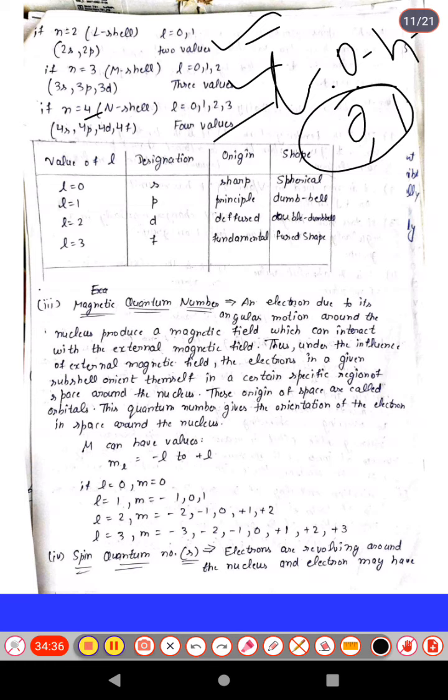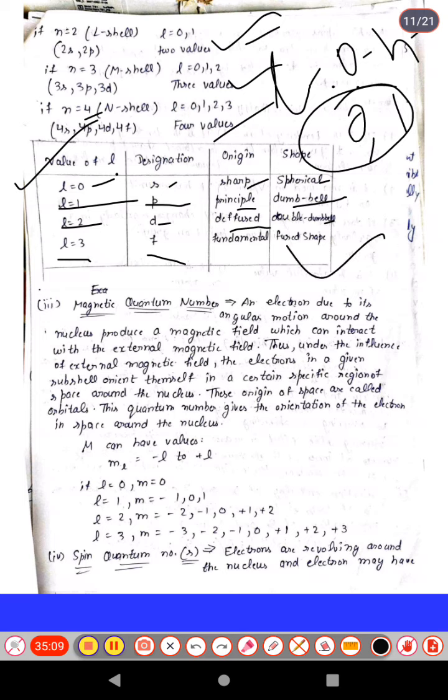The value of l equal to 0 is the s orbital, sharp origin, and the shape is spherical. L equal to 1, p orbital, principal origin, that is a dumbbell shape. Next, l equal to 2, that is the d subshell, diffuse, and double dumbbell shape can be named. Next, l equal to 3, that is the f orbital, fundamental designation, and fused shape can be written. Okay. And next, third one is the magnetic quantum number.